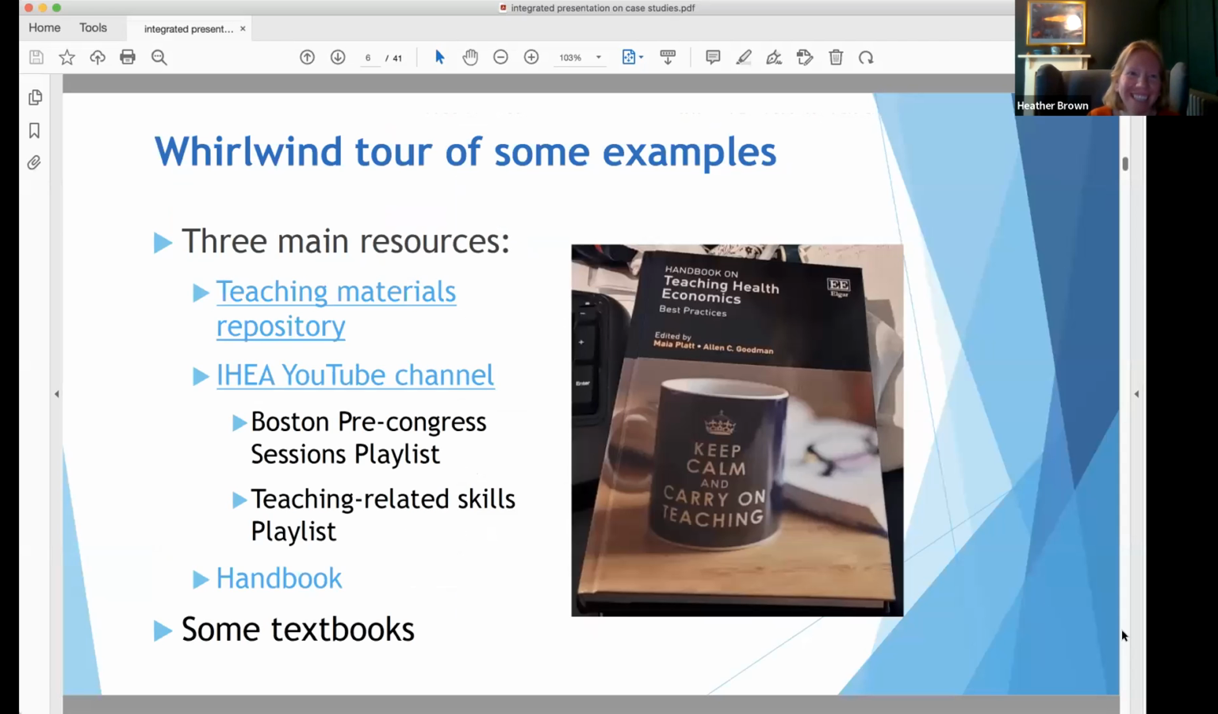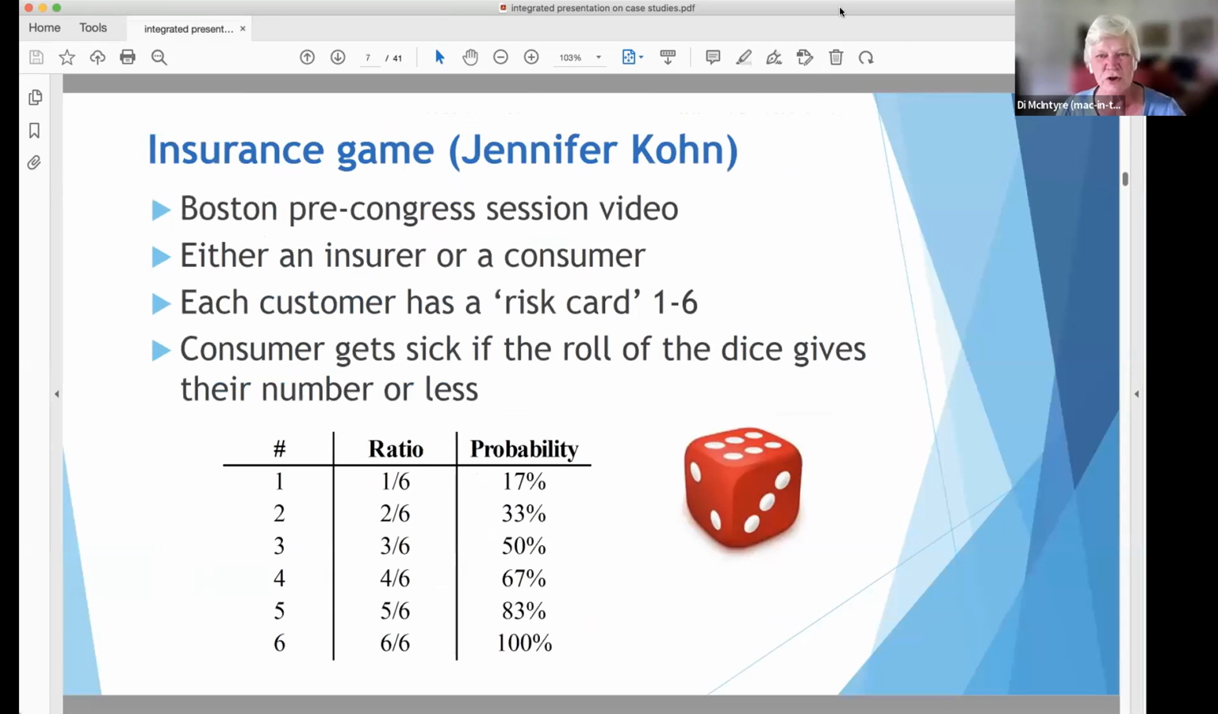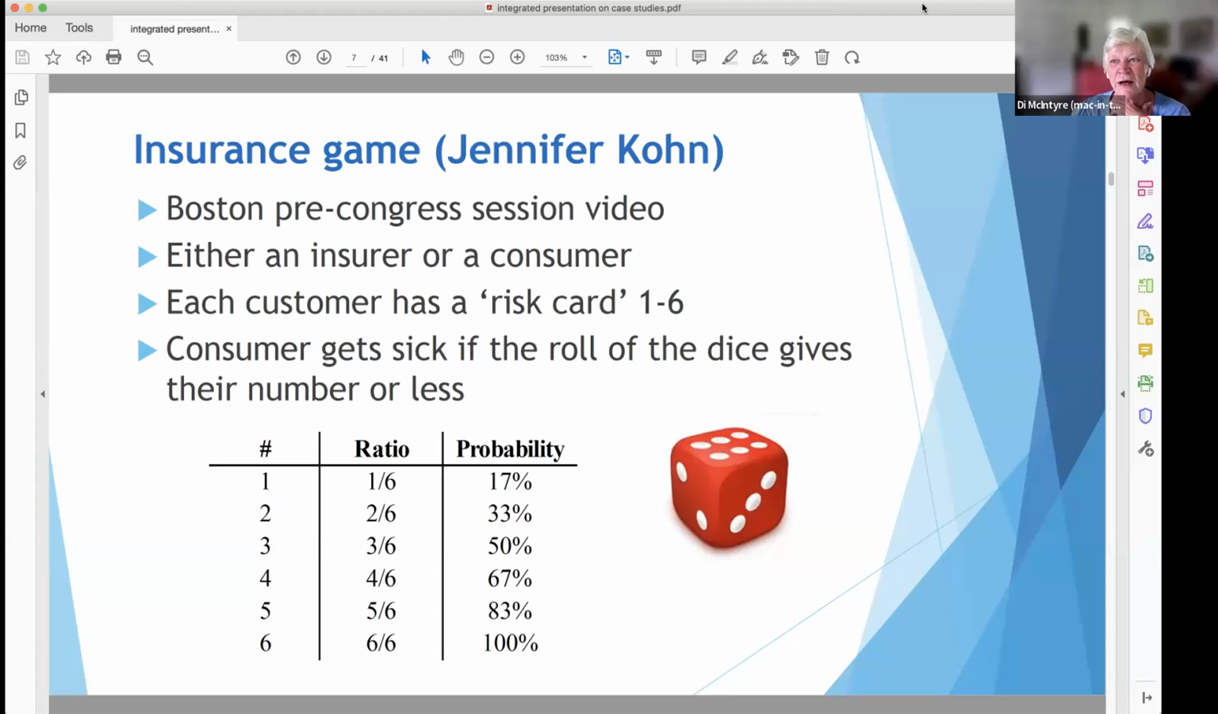So I'm just going to suggest that you watch the video by Jennifer Kahn later. But essentially, she was explaining that the game is to help people learn and understand concepts, that there's so many different concepts and so much jargon in relation to health insurance, around moral hazard, adverse selection, risk versus community rating, that she developed this game.